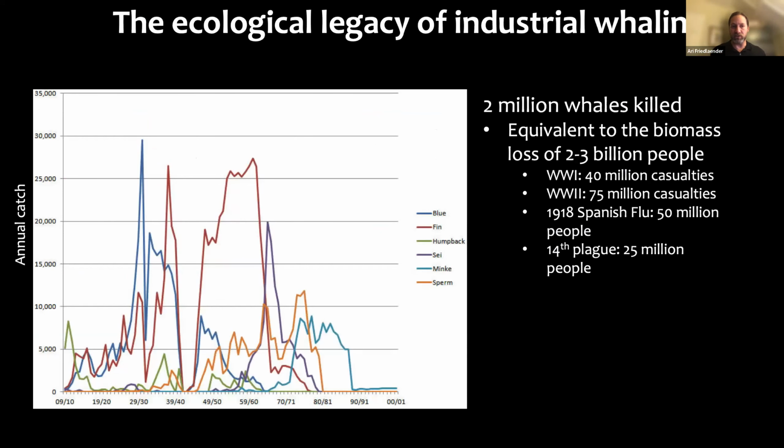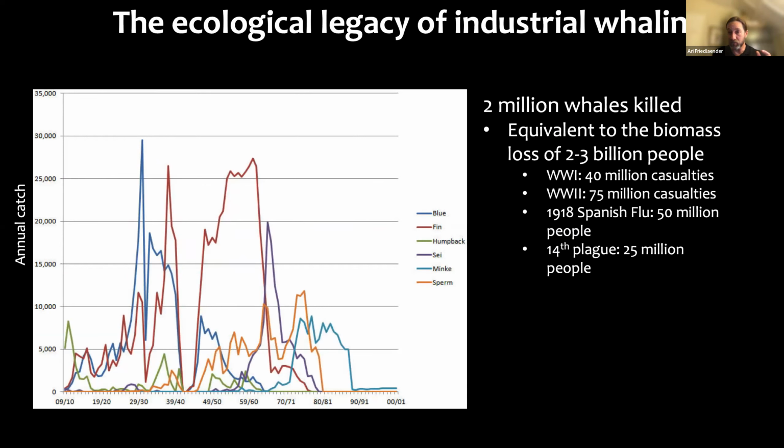Now, what this graph shows is the exploitation of all of the different whale species in the Antarctic from about 1910 up until about 1990. And you can see each kind of species goes up and goes down and gets killed over a long period of time. But to me, there's a couple of cool things to demonstrate here.